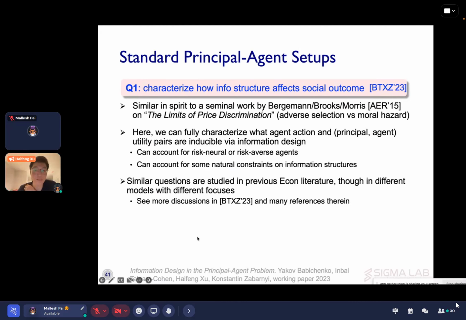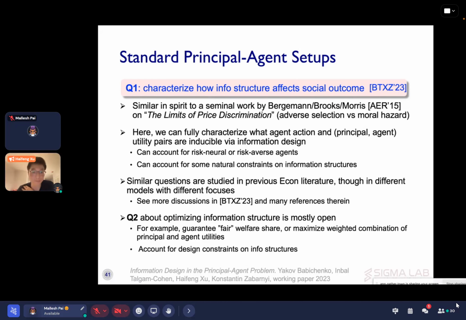I just want to mention that a similar question has been studied in previous econ literature. I'm not going to mention the details here, but you can see a detailed discussion in our paper, which I think is available on arXiv now. There are many references in the past econ literature, but those studies are typically in a slightly different model from ours, and the research focus is also different. Many of those works look at how much surplus the principal can derive from different information structures. But we're trying to understand what joint outcome can happen in this interaction.